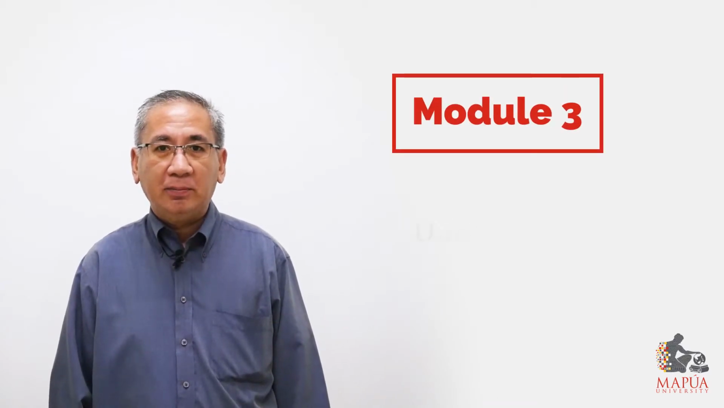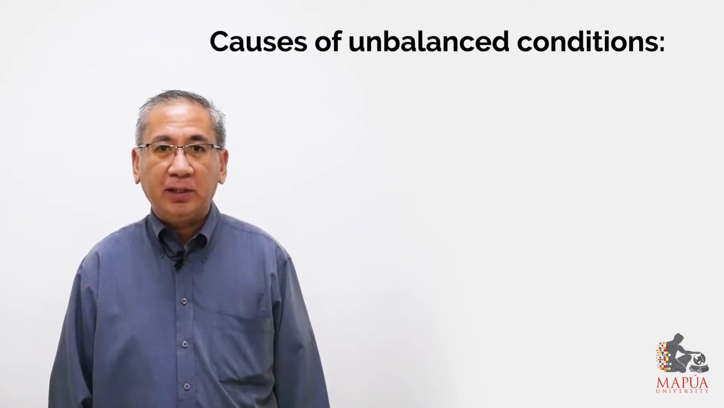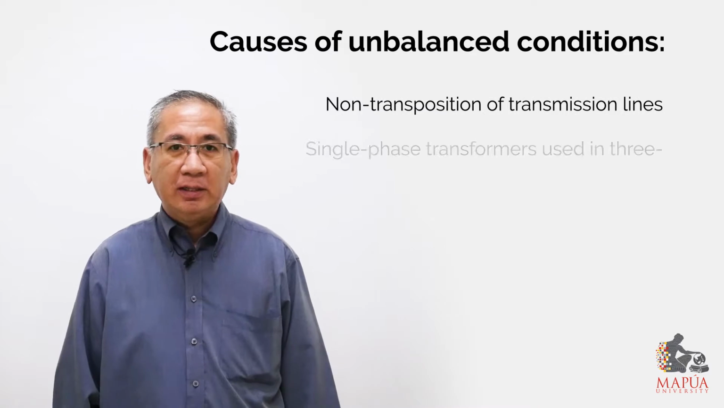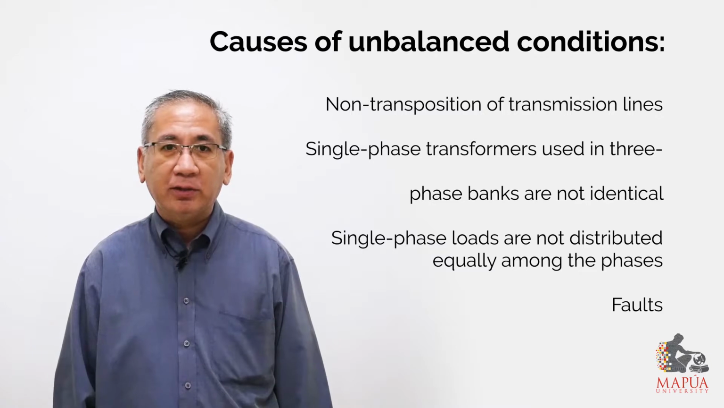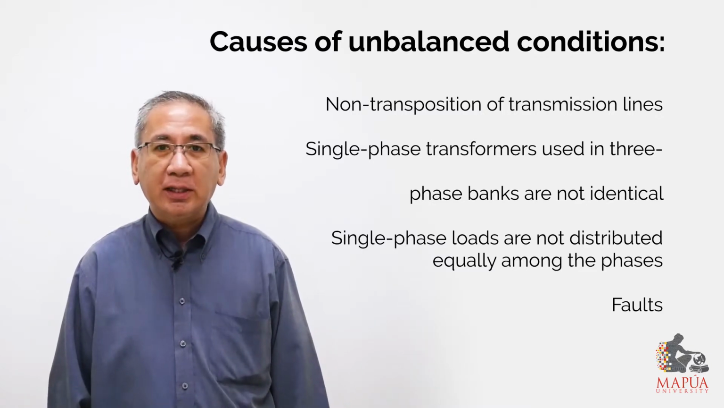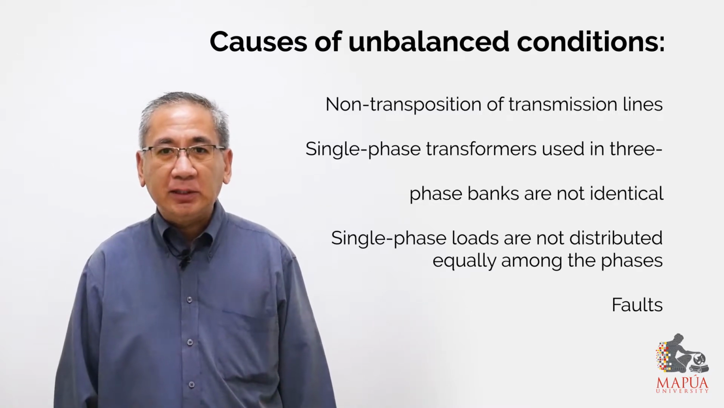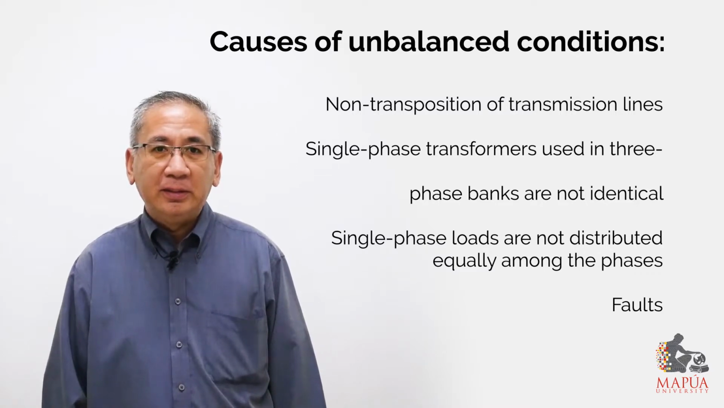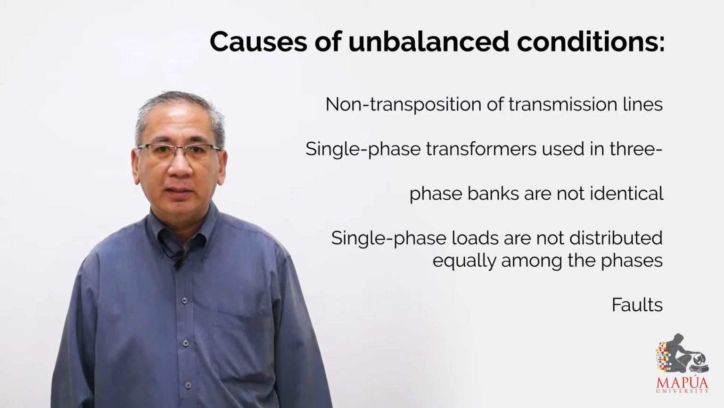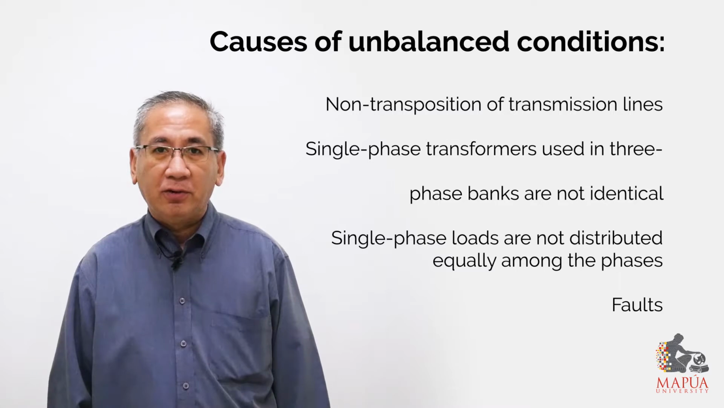Today we will be discussing Module 3 about unbalanced polyphase systems. The usual causes of unbalanced conditions are: first, non-transposition of transmission lines, wherein when conductors are not transposed at regular intervals, the inductance and capacitance of the conductors will not be equal. Second, single-phase transformers used in three-phase banks are not identical. Third, single-phase loads are not distributed equally among the phases. And lastly, considering the effects of faults in the system.